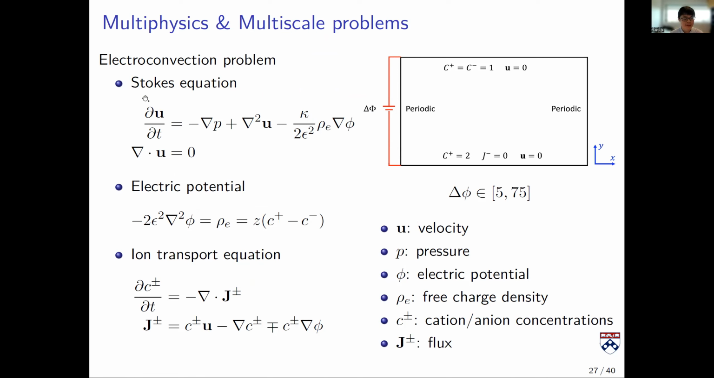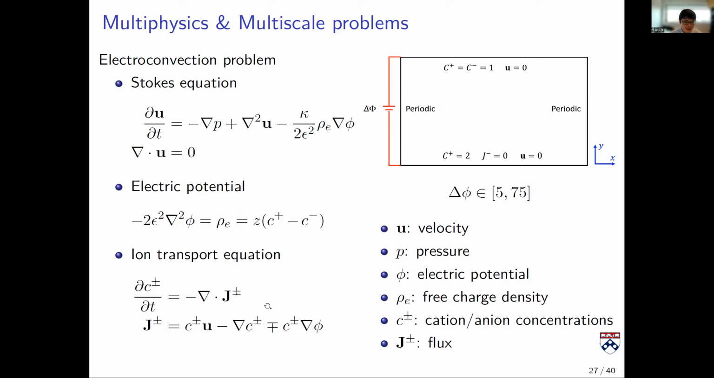We consider this is described by a Stokes equation, where U is our velocity and P is the pressure. But in addition to the flow, we assume we have charged particles in this domain. C plus and C minus are the concentrations of the positive and negative particles. Due to the concentration of the particles, we will have an electrical potential phi in this domain. This electrical potential phi will generate a forcing term on the flow, so the fluid will be affected by the electrical potential.